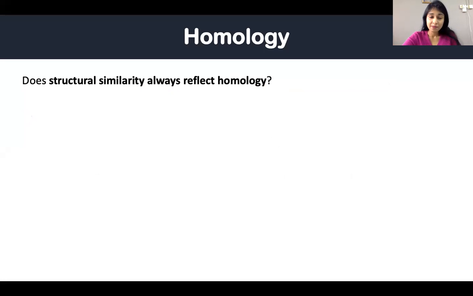Now, the next question, also for you: does structural similarity always reflect homology? You understand the question? That means when the structure looks the same, does it always mean it's homologous? No, again. No? Anyone says yes?